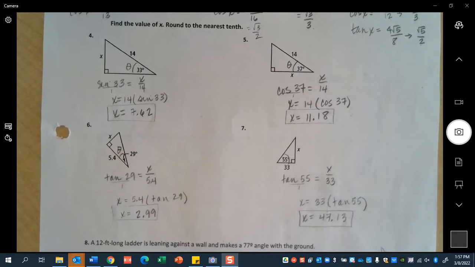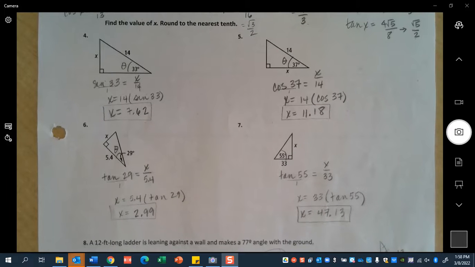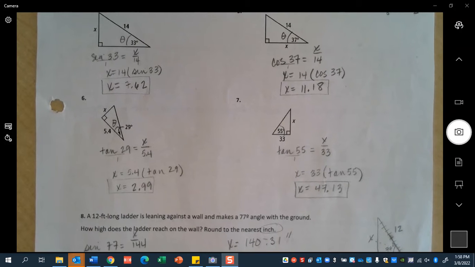Take a look at 4 and 5. Now I'm finding the value of x. I'm given an angle measurement, and I have to look at which two sides of my triangle the story is about. In number 4, it's about my opposite and hypotenuse, which is why I'm talking about the sine. In number 5, it's my adjacent and hypotenuse, that's why I'm dealing with the cosine. In number 6, it's my opposite and adjacent, that's why I'm dealing with my tangent.